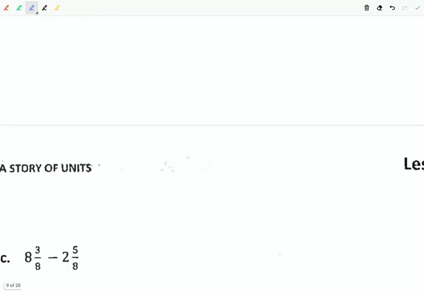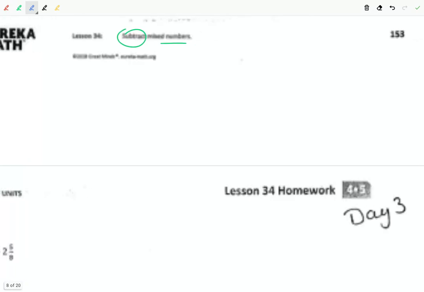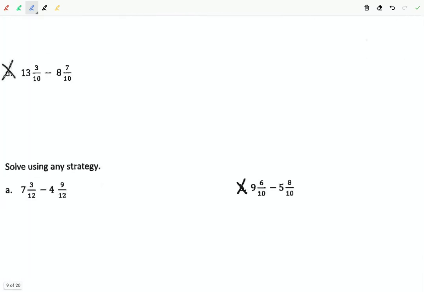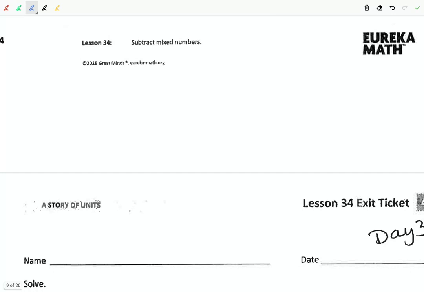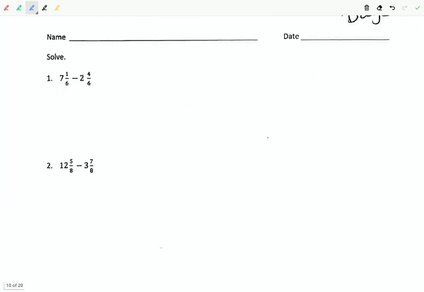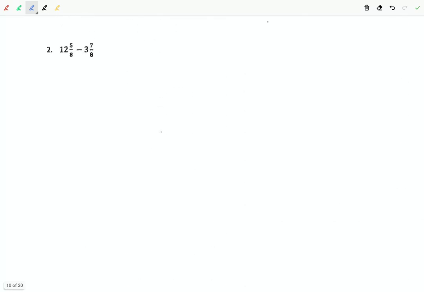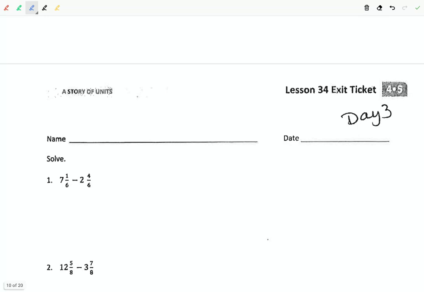for the rest of the problems. And I believe that that's all you have for day 3 because this is still day 3. Okay. So again, the ones that are crossed out, you may skip them. But if you want extra practice, then you're welcome to solve those as well. And that's it for day 3.